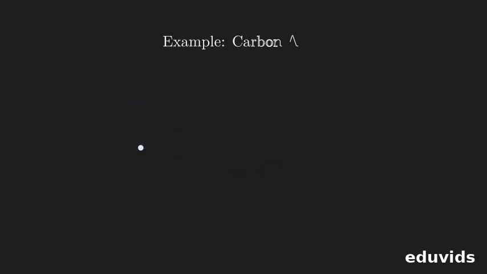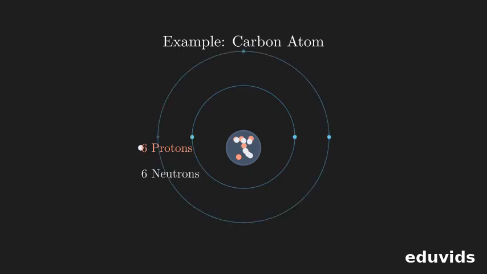Let's consider a carbon atom as an example. A carbon atom always has 6 protons in its nucleus, which defines it as carbon. A common carbon atom also has 6 neutrons in the nucleus, making its total mass around 12 units. In a neutral carbon atom, there are also 6 electrons moving around the nucleus, balancing the positive charge. The way these 6 electrons arrange themselves dictates how carbon interacts and bonds with other atoms.